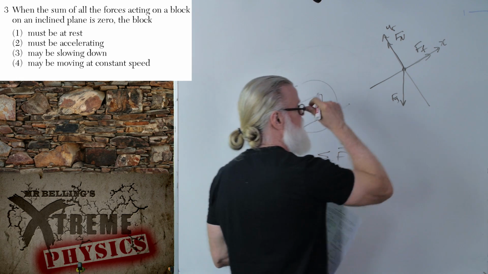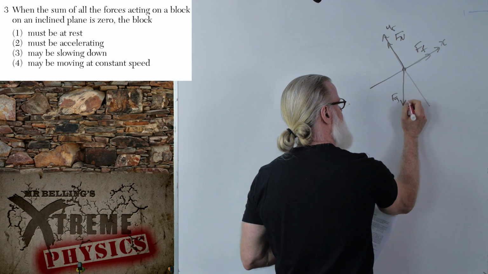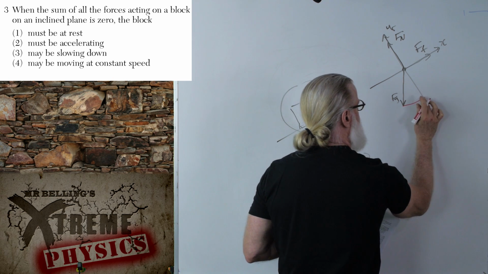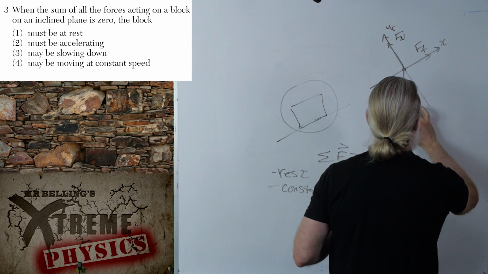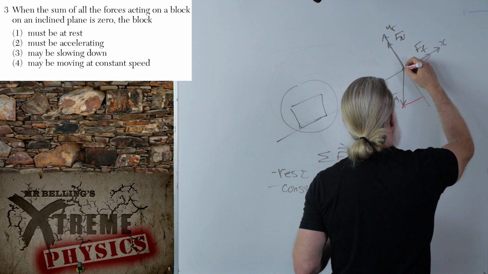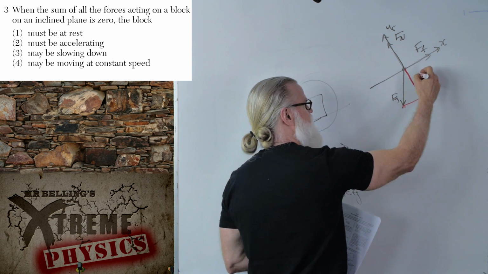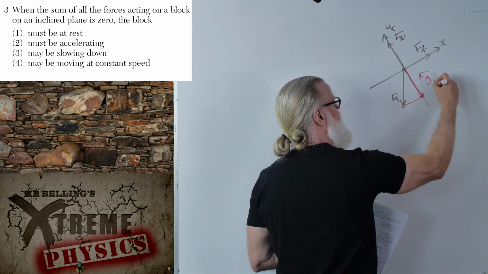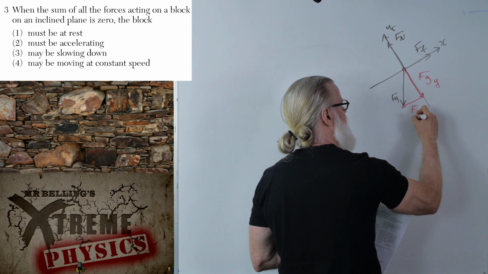What we would do to analyze this problem, of course, is to break this vector, the weight vector, into components. Oh, that's a terrible one. Here, let me try this better. Oh, yeah, that's good. That's solid. All right. So this is Fg in the y direction, and this is Fg in the x direction.